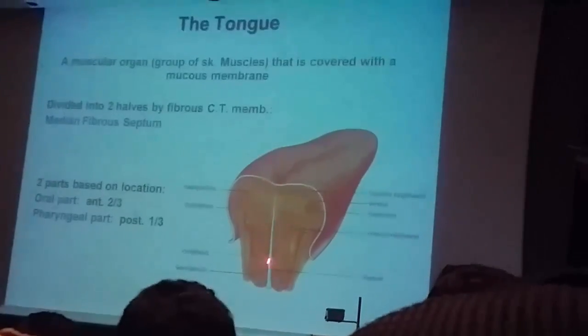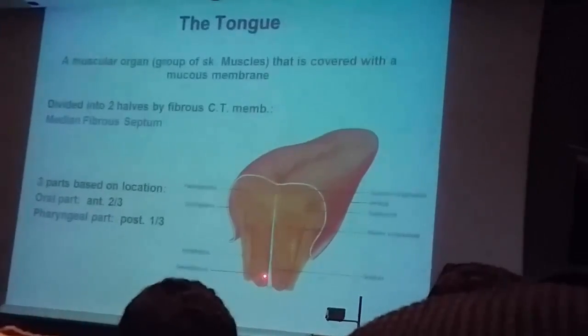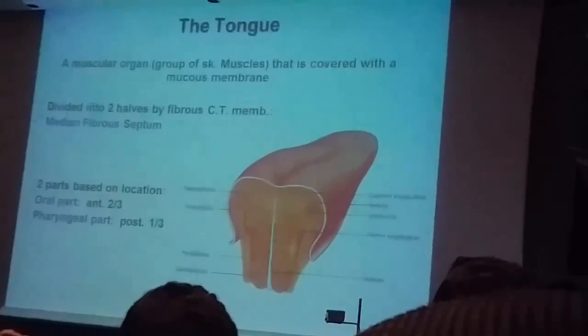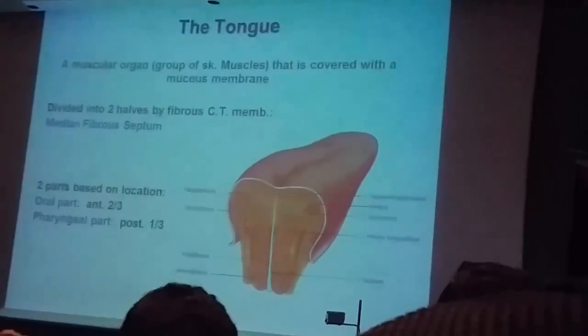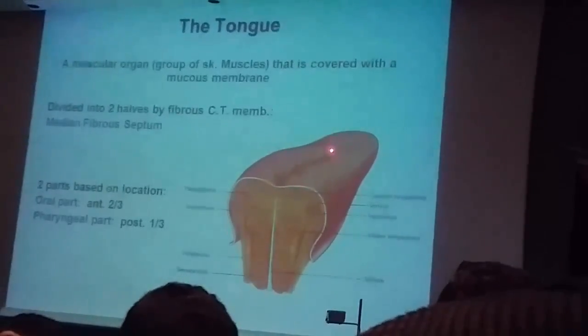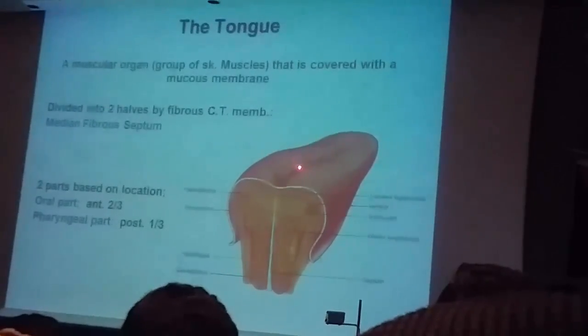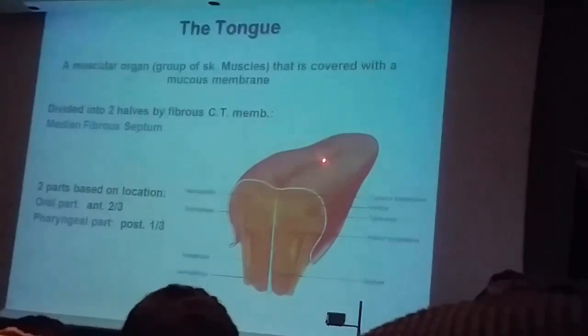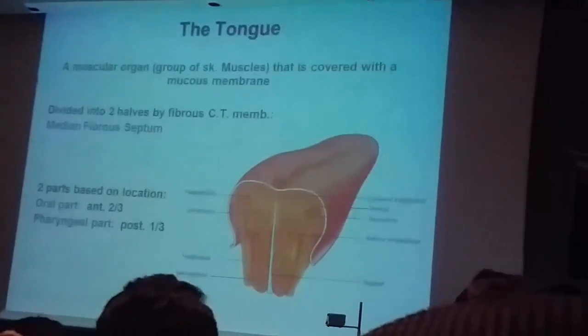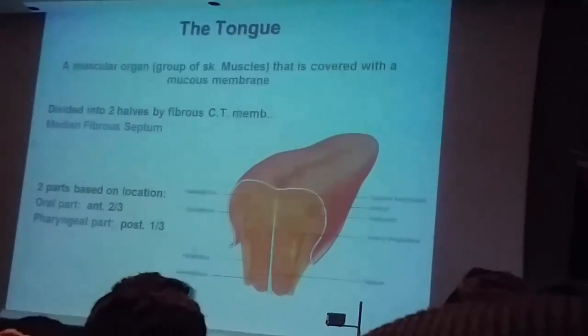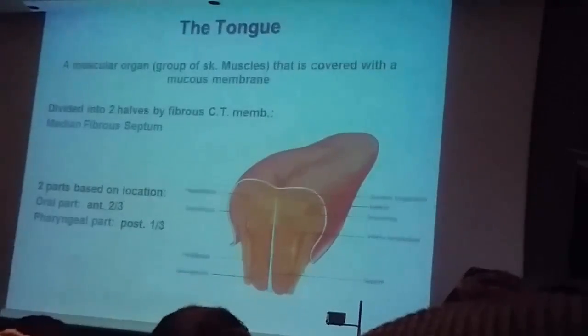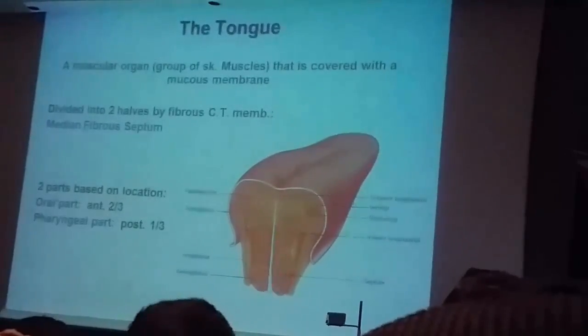So this lingual septum, or the fibrous septum, when it is very tense in some persons, it will produce a groove in the midline, on the surface of the tongue, as you see here. This is what they call the median groove or median fissure of the tongue. Not in everybody. Just in persons whose fibrous septum is very tense.